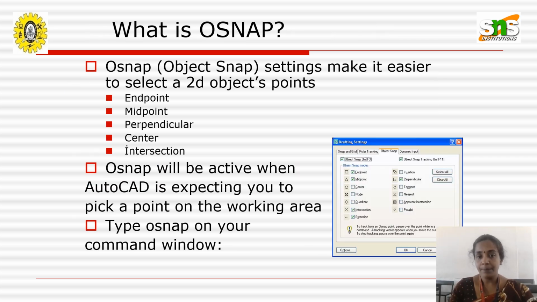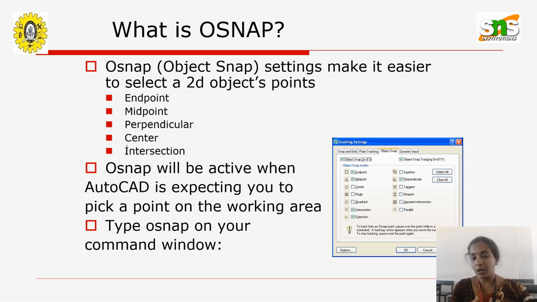Object snap settings. The very first one, which you can find at the bottom of the software, is object snap. If you want to draw a line and you select this object snap, then in that line you can find the endpoint, you can find the midpoint, you can easily draw the perpendicular to it, you can easily find the center point, and you can easily interconnect this line with other lines. Only when object snap is enabled can you do all these options.